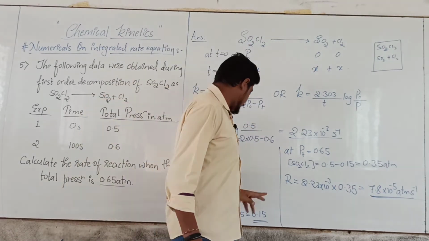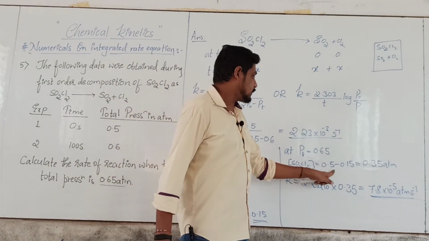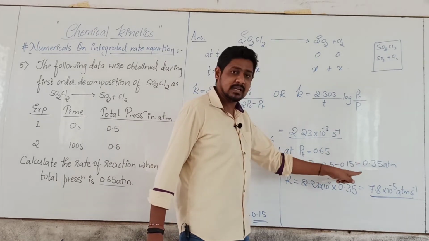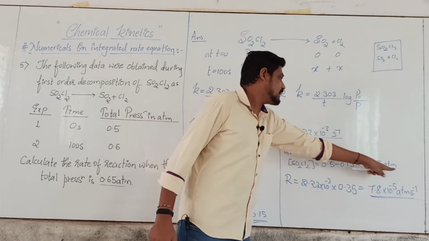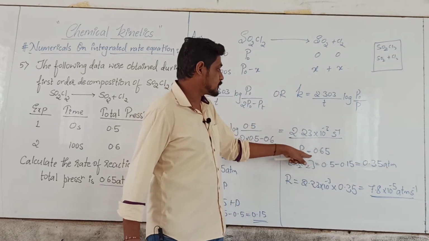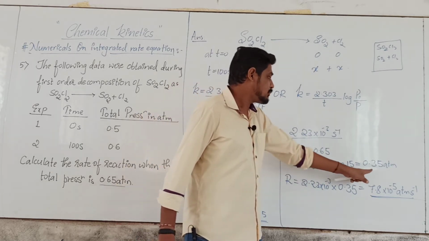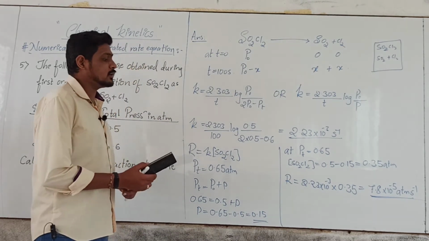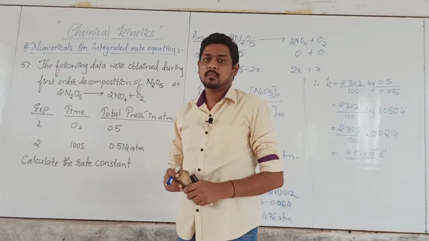So the concentration of sulfuryl chloride is equal to, it was initially 0.5 minus how much has decomposed, 0.15. That means the pressure due to sulfuryl chloride, when the total pressure is 0.65, is 0.35. So using that we have calculated the rate of reaction.